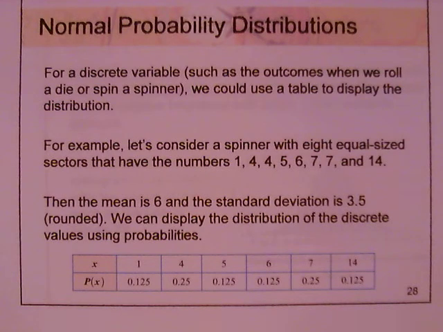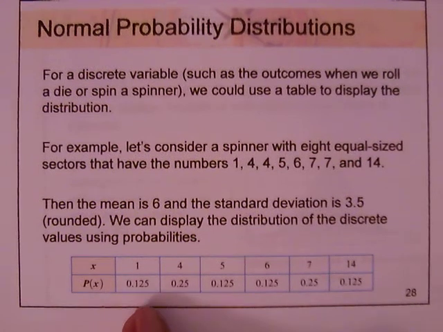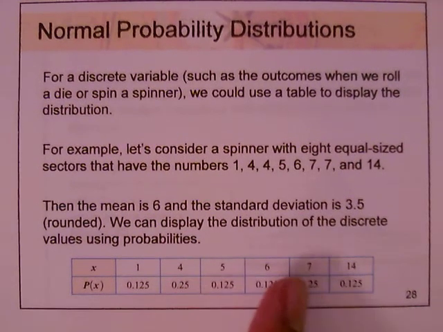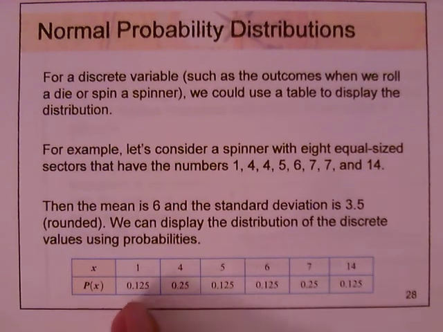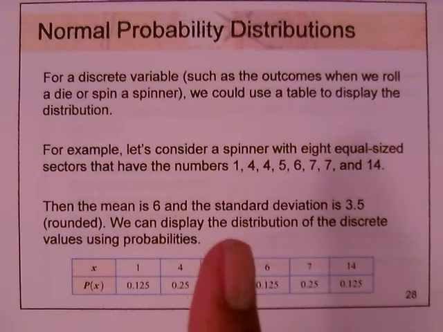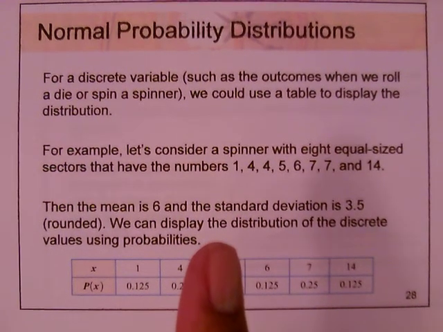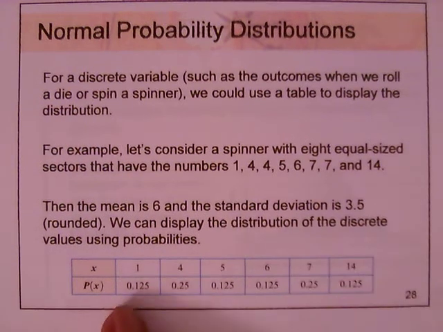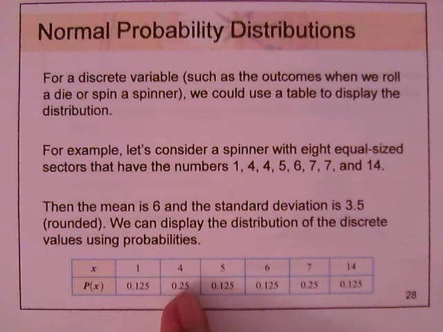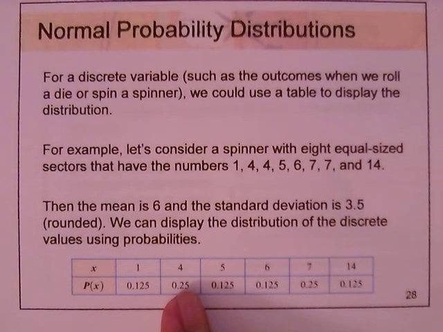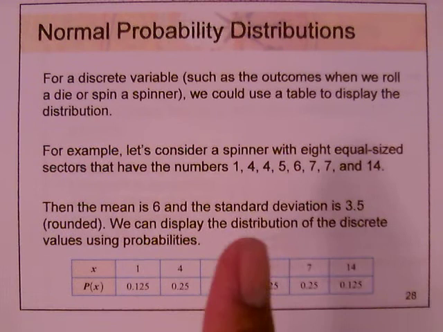We can display the distribution of the discrete values using the probabilities, as you can see here. Here you got your x values on the top row, and on the bottom row is the probability for each individual x value. Like the probability of 1 would be 0.125, because there's only one number that has a 1 out of 8. So 1 divided by 8 would be 0.125. For the 4, that probability would be 0.25 because there are 2 4s out of 8, and so on.